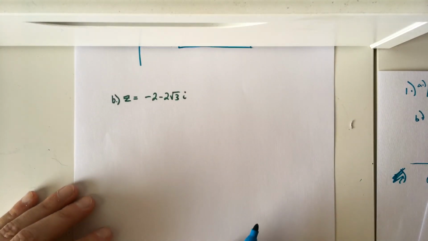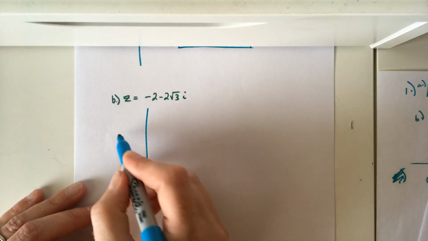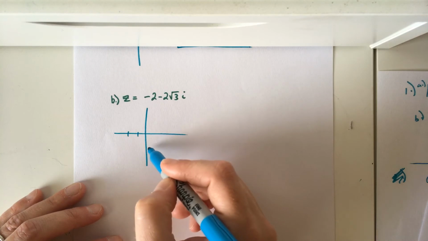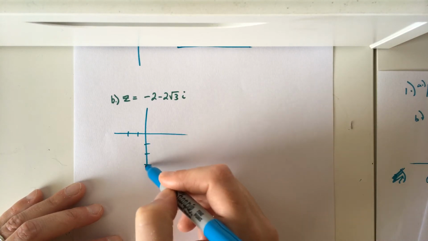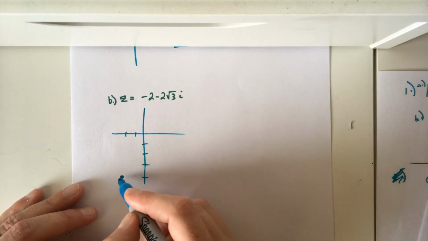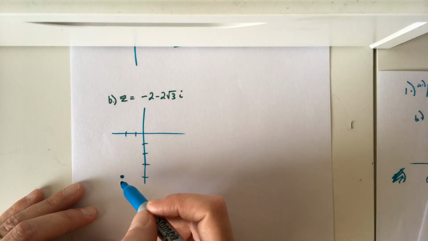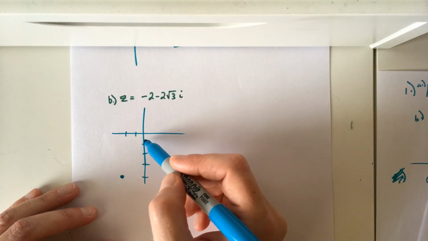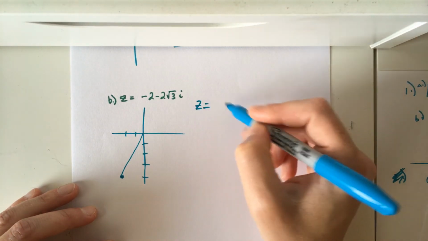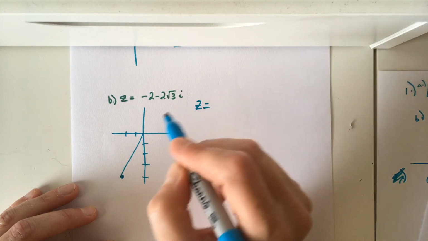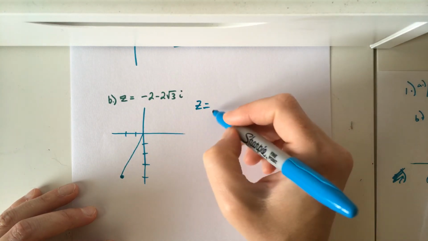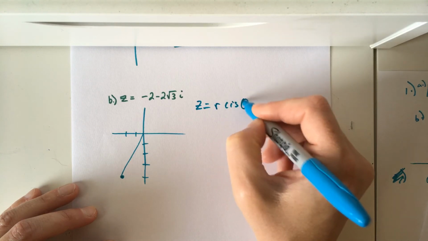Part B, we can think about plotting. All right, -2 in the real direction and -2 root 3, which is going to be down here somewhere. So here's the point, -2 and -2 root 3. Well, if we want to think about the radius, again, our goal is to write this complex number, which is in standard form, in trig form, which is r cis theta.